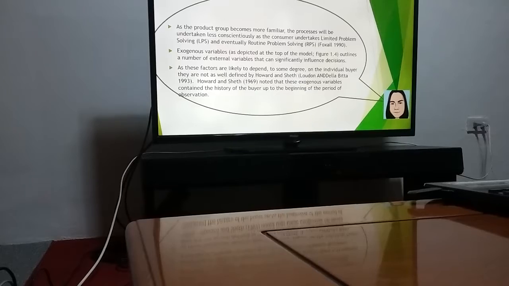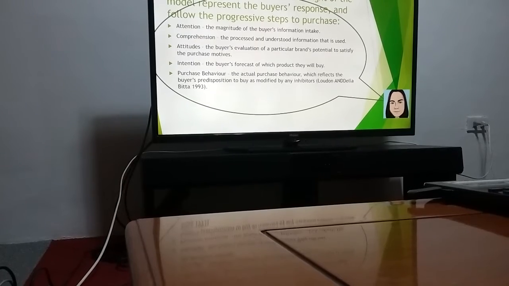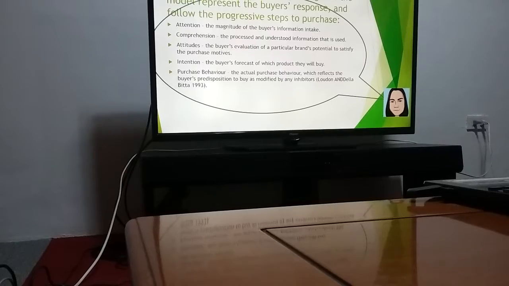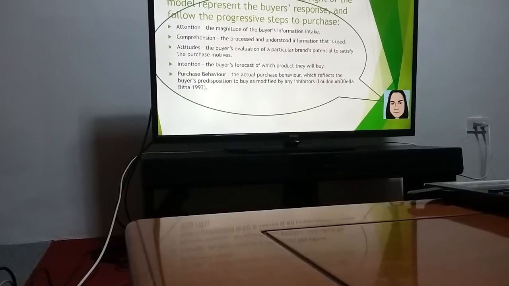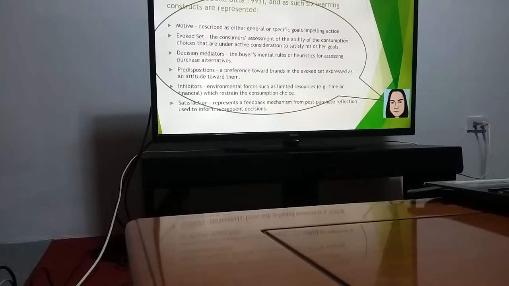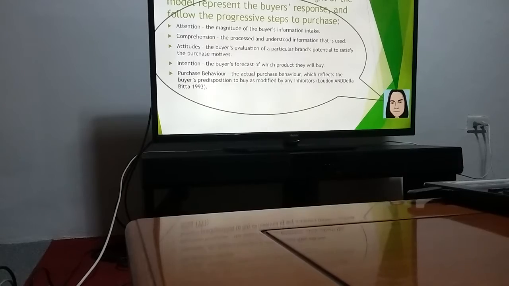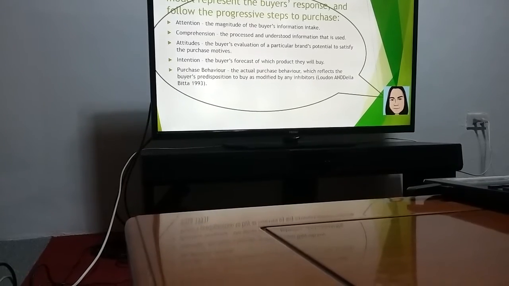Okay, what are these? Attention is the magnitude of the buyer's information intake. Attention span. So, hanggang saan na information yung nakuha mo? Parang yung pagdi-discuss ko kanina ng pagbili ninyo ng cellphone, saan kayo nag-stop? Sa motive, sa evoked set, sa decision mediators. So, depende kasi yan sa capacity ninyo to intake the information.